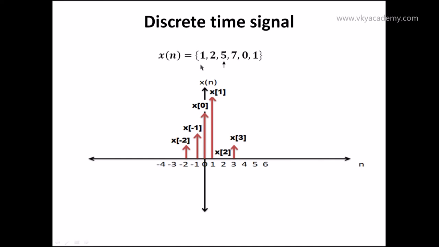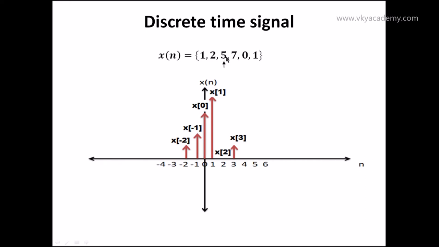So basically we have 6 samples over here. Now, which particular sample is the sample at origin? That can be seen with the help of this arrow mark. Wherever the arrow mark is placed, that particular sample is the sample at origin.